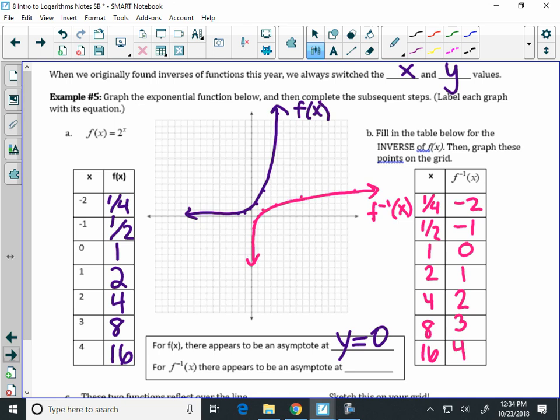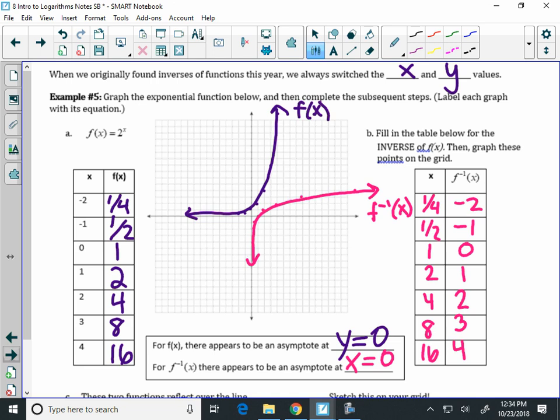You should get a graph that kind of looks like my pink one up there on the board. And as you're graphing that, where does it appear that this pink graph has an asymptote? Where does it get really close to touching? The y-axis, which is x equals 0. So, a couple things to notice. Not only did the x and y coordinates of the point switch, but it looks like the asymptotes switched axes.